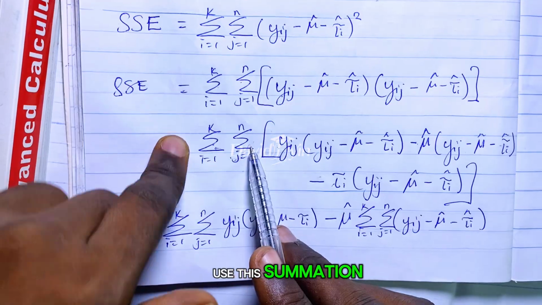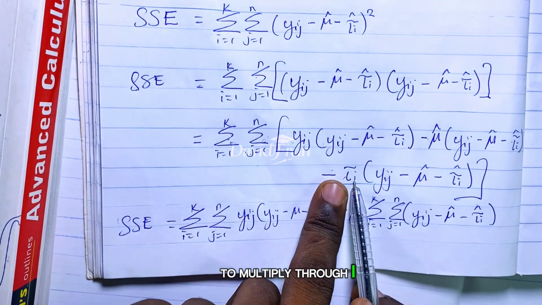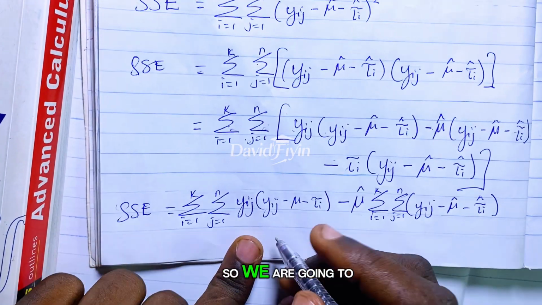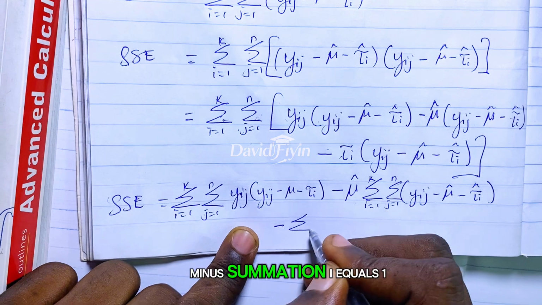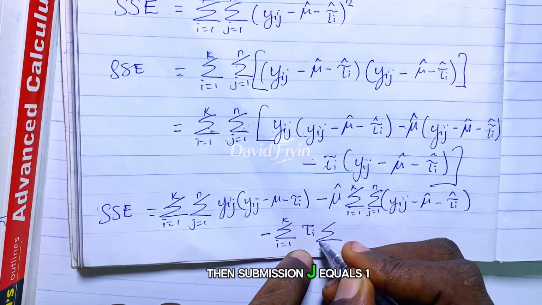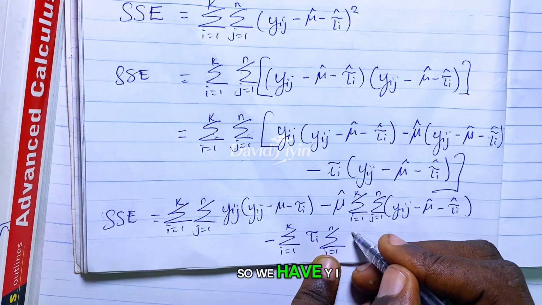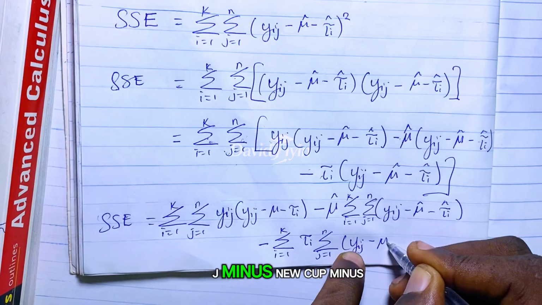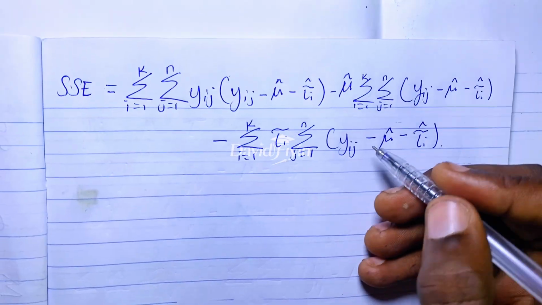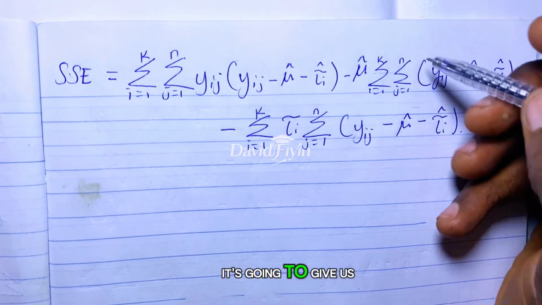For this one, we use this summation to multiply these two. We use the summation i from 1 to k to multiply tau i, and we distribute the summation j from 1 to n to the remaining expression inside the brackets. So we are going to have minus the summation i equals 1 to k of tau i, then the summation j equals 1 to n of Yij minus mu cap minus tau i cap, close the brackets. Having this equation, if we evaluate this particular expression here, it's going to give us 0.